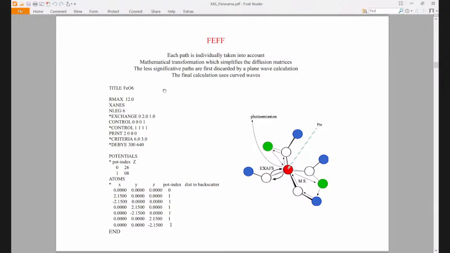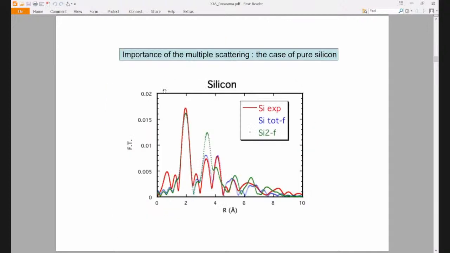Okay. Well, so now, if you do XAS, you will download the FEFF. For a while it was free. It's no longer free, but it's not very expensive, and then you run that to have everything you need to analyze the data. Is the multiple scattering important? Yes, look at that. Silicon, experimental silicon is the red curve.